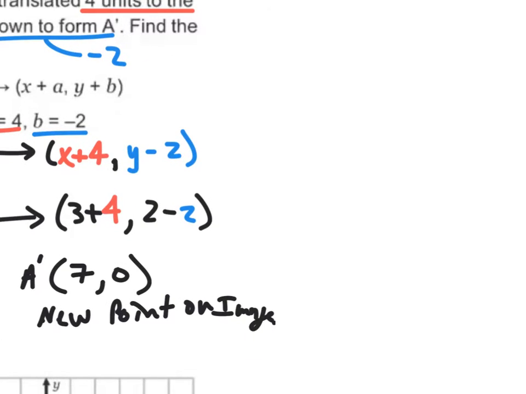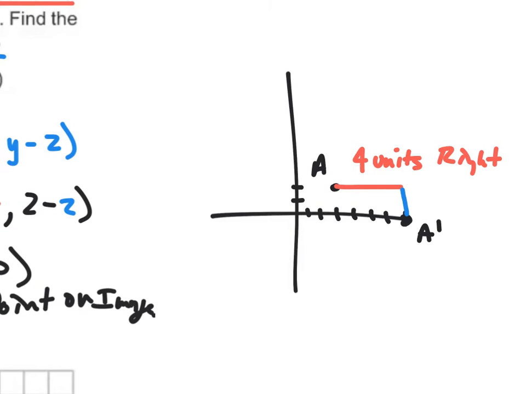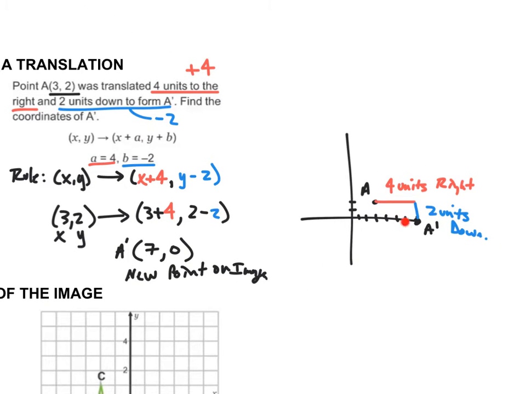And if we draw a graph, I'm just going to draw this. You don't need to do this. I'm going to plot the point 3, 2: 1, 2, 3, up 2. This is point A. And then I'm going to plot the point 7, 0: 1, 2, 3, 4, 5, 6, 7. And this point here is going to be A prime. Now what I did was I moved it 4 units to the right, 2 units down. So 4 units right, and then 2 units down. And that's what I'm doing. So visually, yes, this is pretty easy to understand.